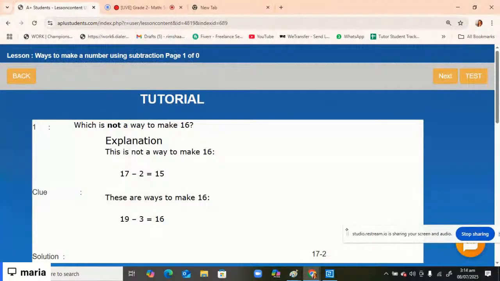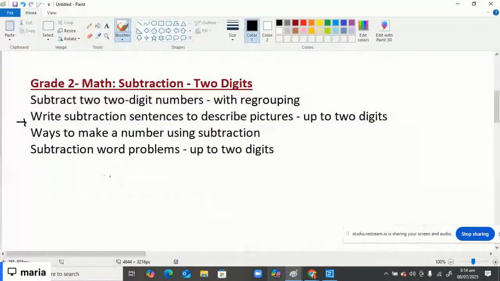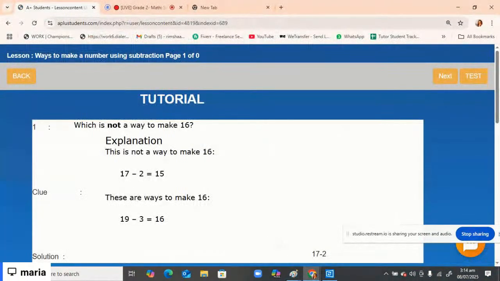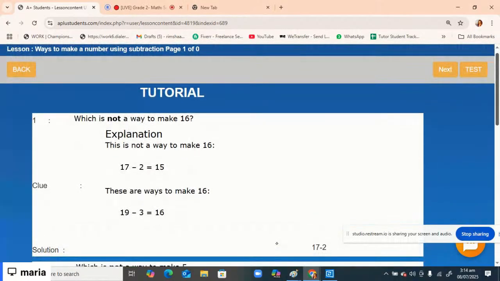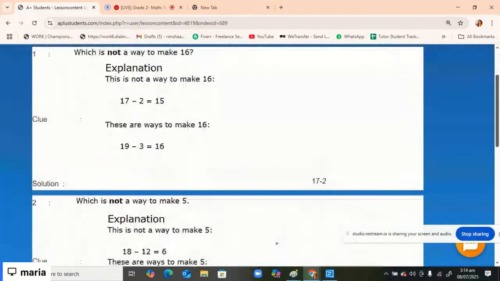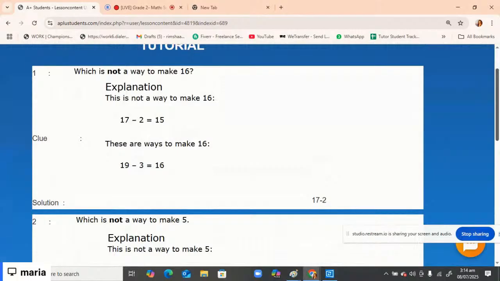So in the end, we discussed the second lesson. Okay. Now we will start this: ways to make a number using subtraction. Okay. Which is not a way to make 16? So we are just going to ways to make a number using subtraction, which is not a way to make 16. So this is not a way to make 16, and there are ways to make 16.